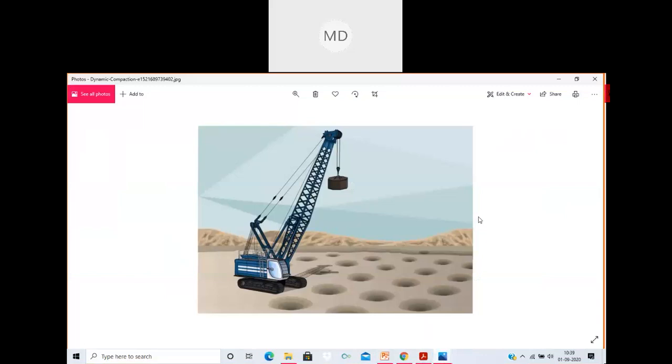Yes, ma'am. Okay. So you see here, dynamic compaction is done in this process. This is the heavy load, and it is made of steel. This load is lifted with the help of this crane, and then it is dropped onto the ground, and it is dropped in a grid pattern, as I have said. So see here, grid patterns are shown.